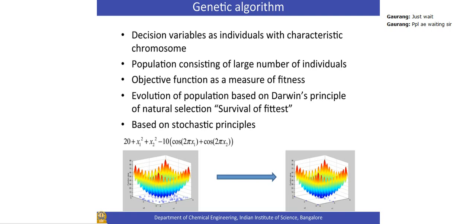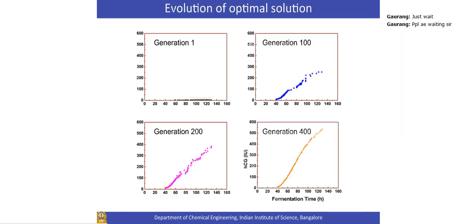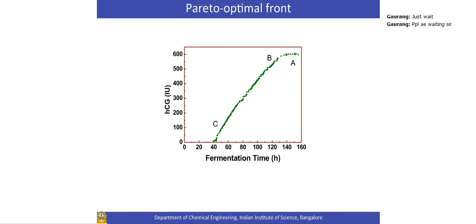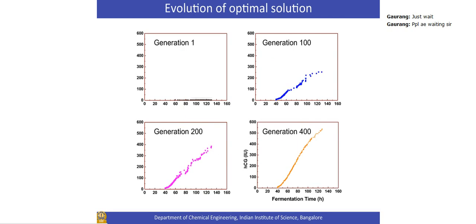I'll skip this. This is basically what a genetic algorithm does. It works on the principle of survival of the fittest. So our optimal solution emerges as one of the fittest solutions. Then you do all the mutations and so on with numerical mutations. So this is how the solution looks.